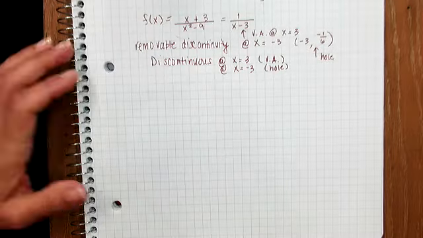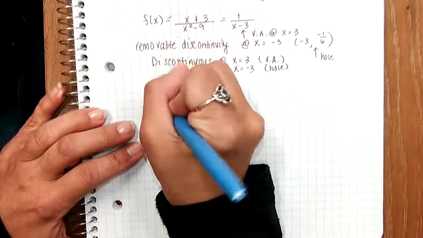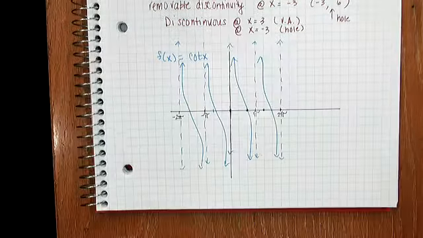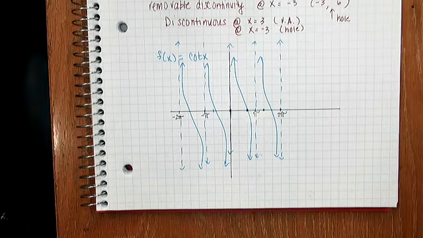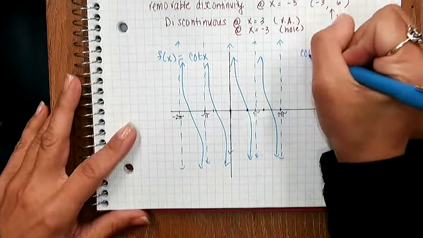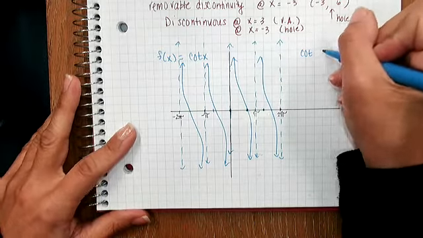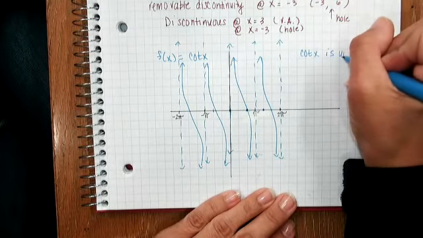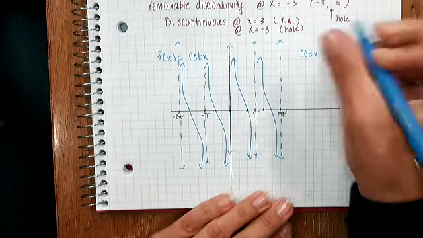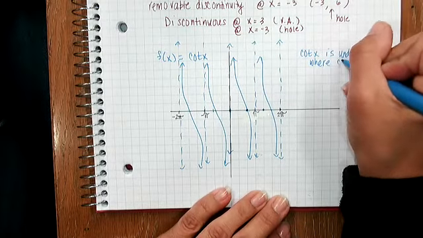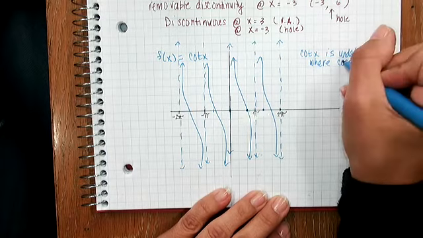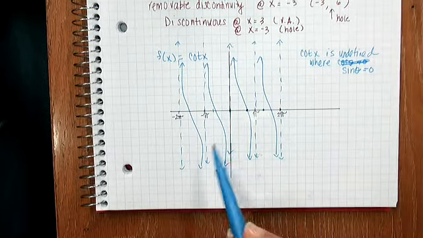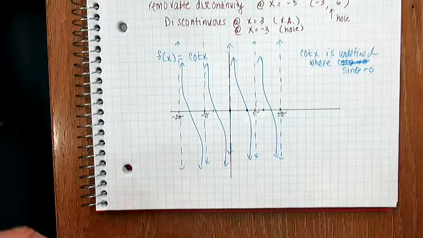How about something like f of x equals the cotangent of x. Okay, there's cotangent. So keep in mind that cotangent of x, whatever, is undefined, an asymptote, where the sine is 0, not cosine. So the sine is 0 at 0, pi, 2 pi, 3 pi, and then going the negative direction as well.